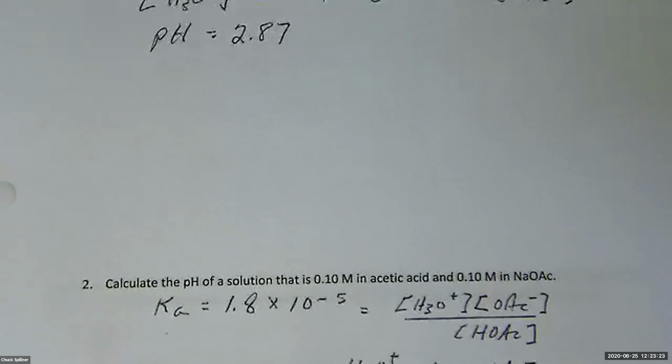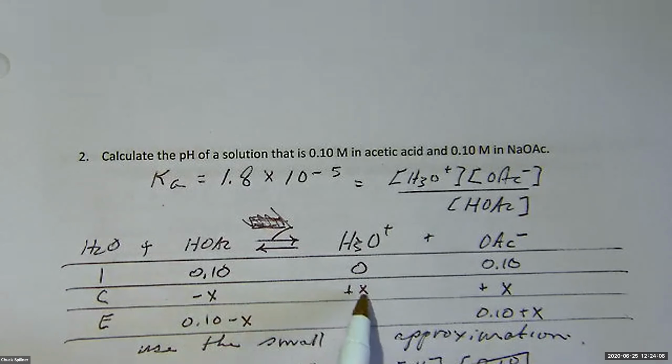So we started with 0.1 molar acetic acid. Initially we say there's no hydronium ion, but we have 0.1 molar acetate ion. So we start with 0.1 of this and 0.1 of that. We don't have any acid, so that means equilibrium has to shift to the right. It's going to have to go to the right because we don't have any acid at the beginning. Since it's going to go to the right, we're going to lose some acetic acid to produce some hydronium ion.